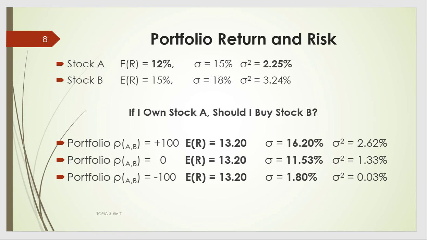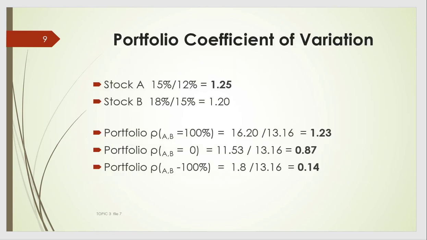So if we go to the variance line, positive correlation increases the variance from 1.33 up to 2.26. Any correlation between 0 and 100% would be some number between 1.33 and 2.62. If we look at the negative correlation, the variance would be anywhere from 1.33 to 0.03. So we're going to find that this is really a linear relationship, but I'll show it to you later.